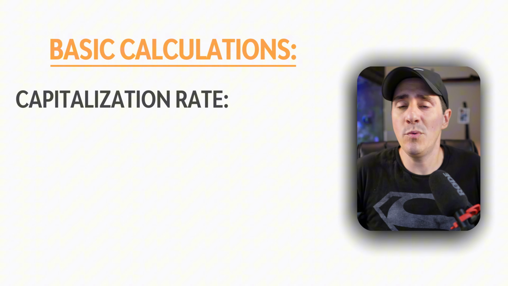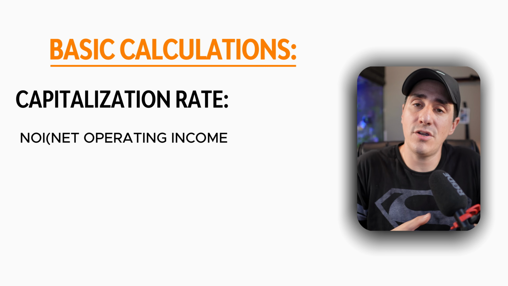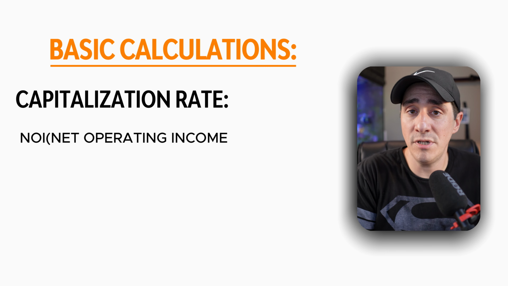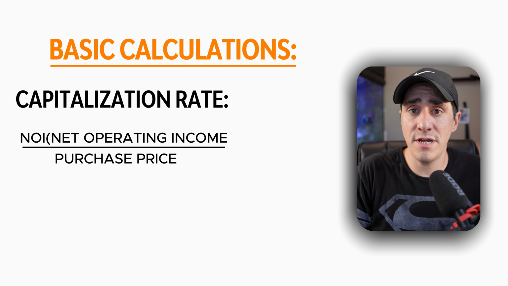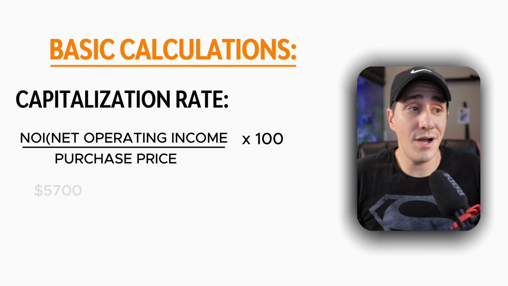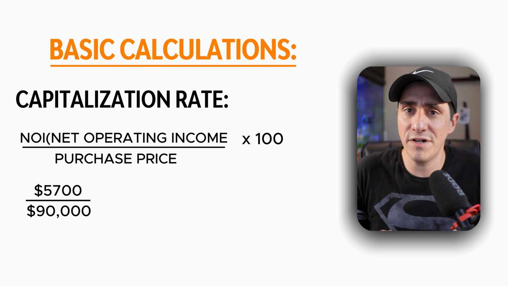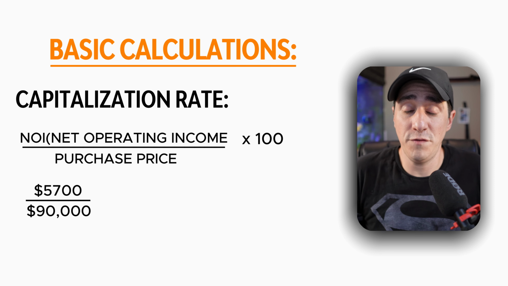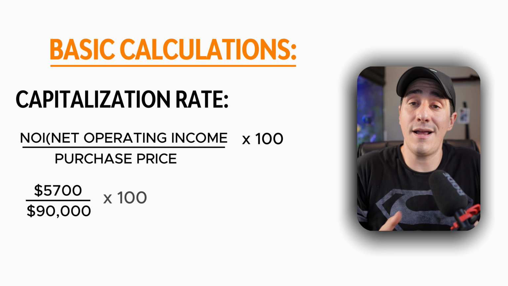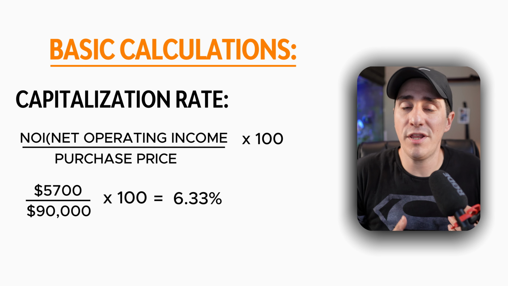Next, we want to calculate what's called the cap, or the capitalization rate. All you want to do is take your NOI, or your net operating income number, divide that by the purchase price, and then multiply it by 100. In this case, my NOI is $5,700, and for my purchase price, you can go ahead and use the $90,000 that you purchased it for. But remember, we did have renovation costs, but for now, let's just use that purchase price. So $5,700 divided by $90,000, and then multiplied by 100, we get a cap rate of 6.33%.